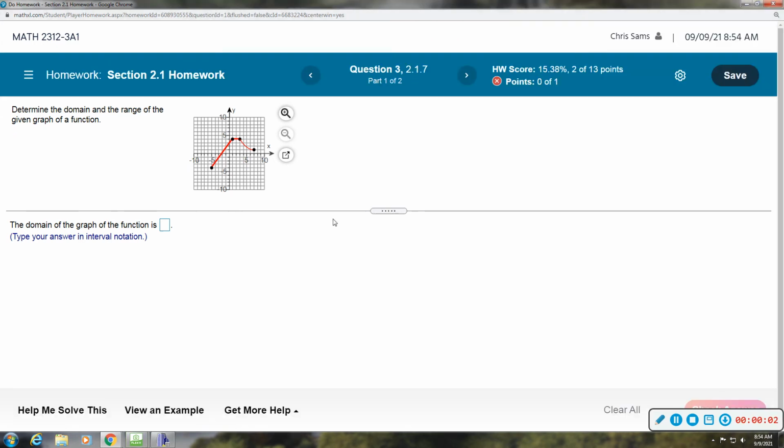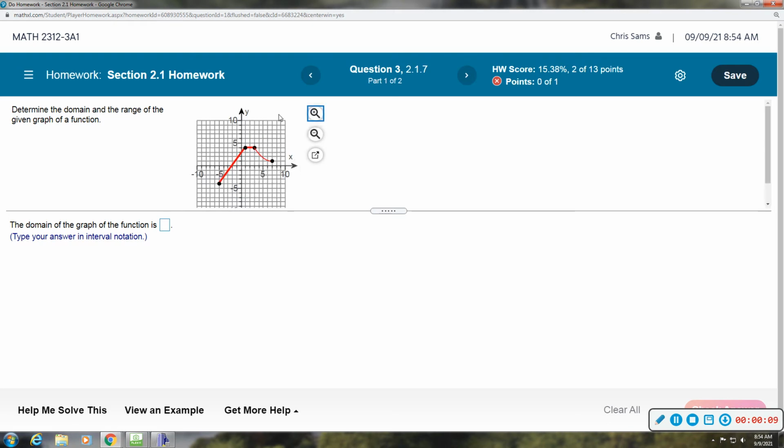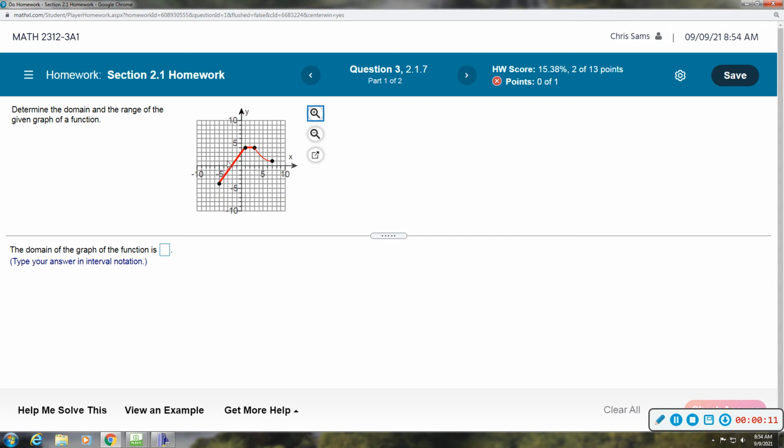So I think we got a couple more. This time we want to identify the domain and range. We just want to read this graph from left to right. Where is the leftmost point in the x direction? Where is the rightmost point in the x direction to give us our domain?